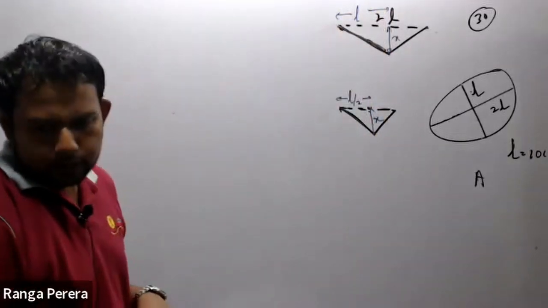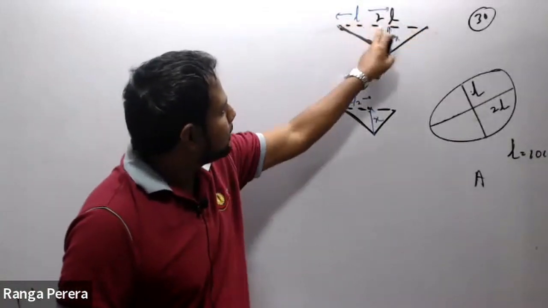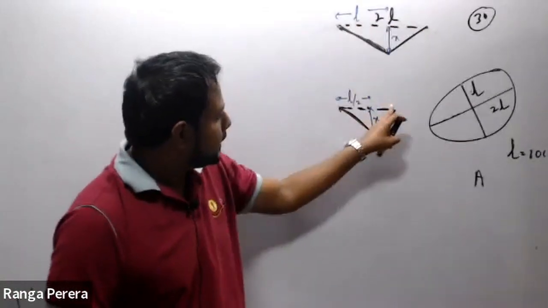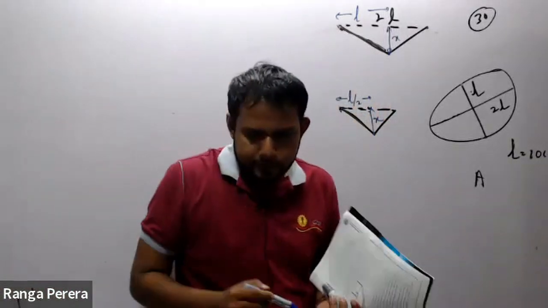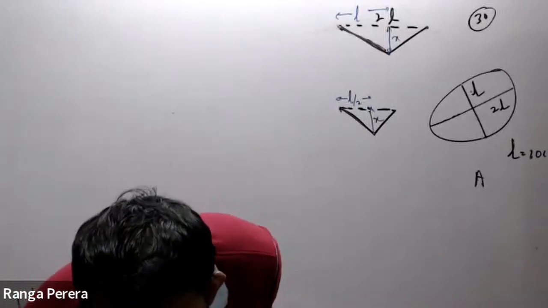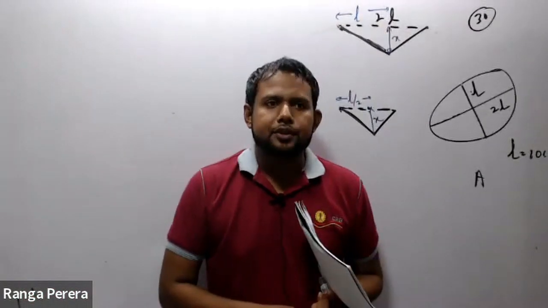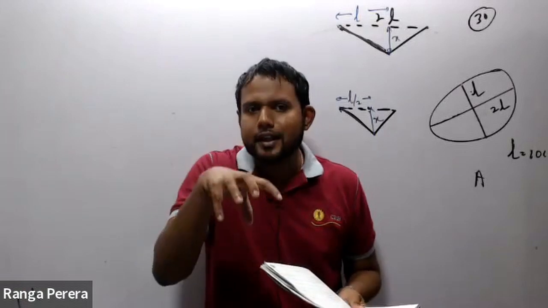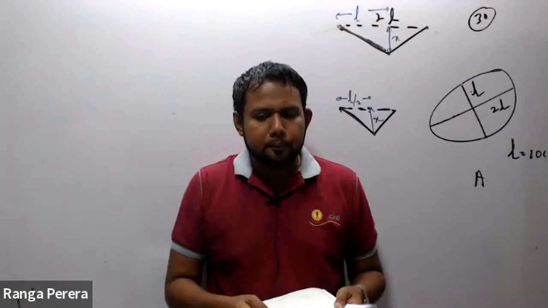Are you clear with that? The total length is 2L, so half of that is L. The total length is L, half of that is L by 2. Compress. They have the same extension? Actually, they don't have the same extension. The depression is X. It does not tell you the extension is the same.